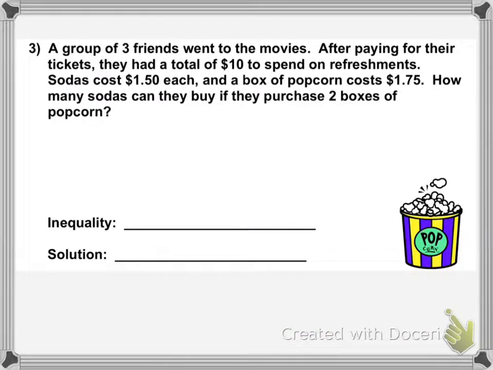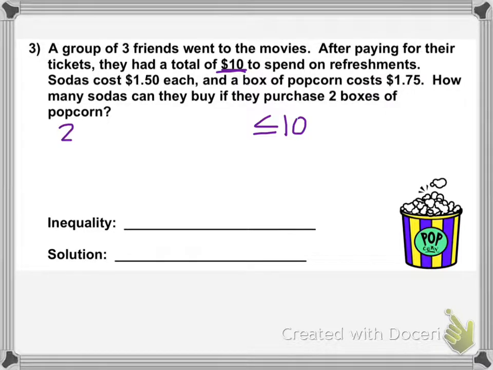A group of 3 friends went to the movies. After paying for their tickets, they had a total of $10 to spend on refreshments. That means they can spend no more than $10. They may spend less than or equal to $10 because that's all they've got. Sodas cost $1.50 each. A box of popcorn costs $1.75. How many sodas can they buy if they purchase 2 boxes of popcorn?